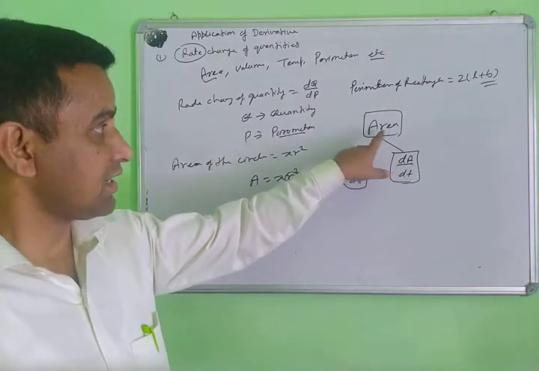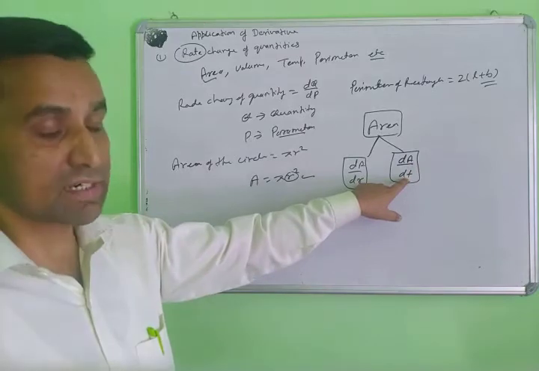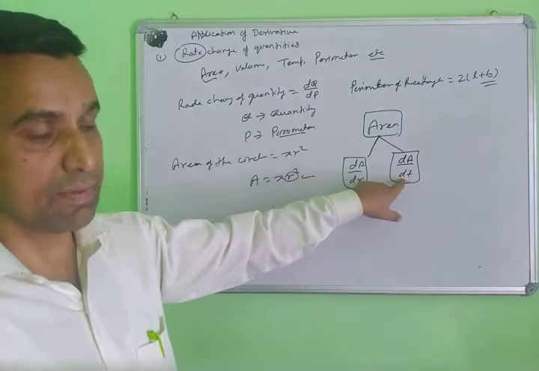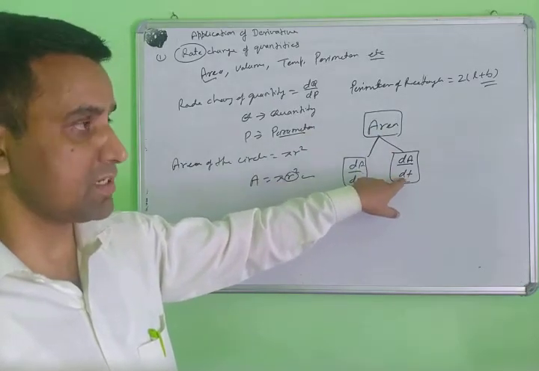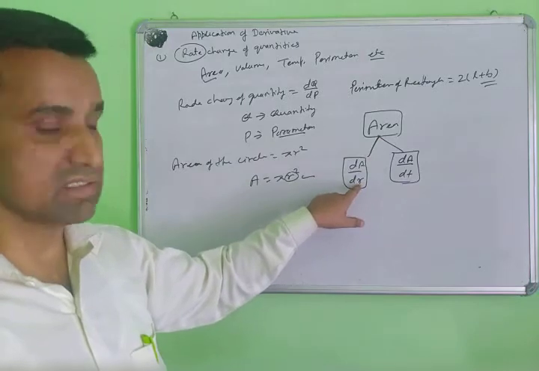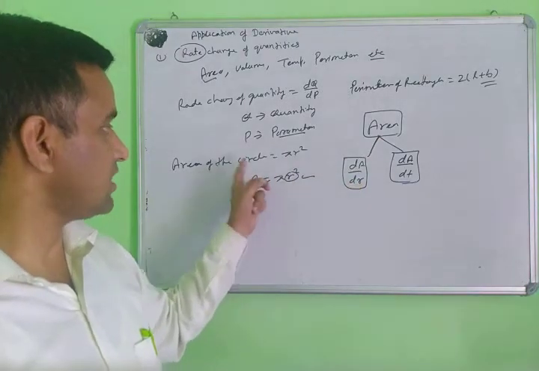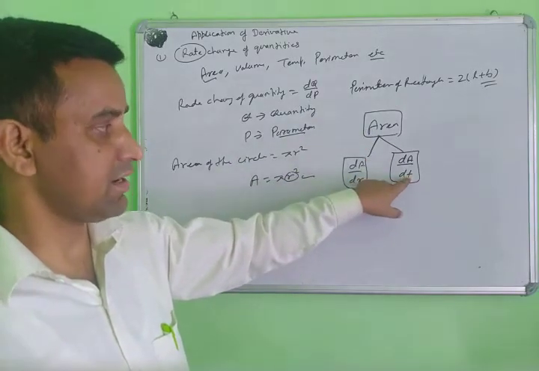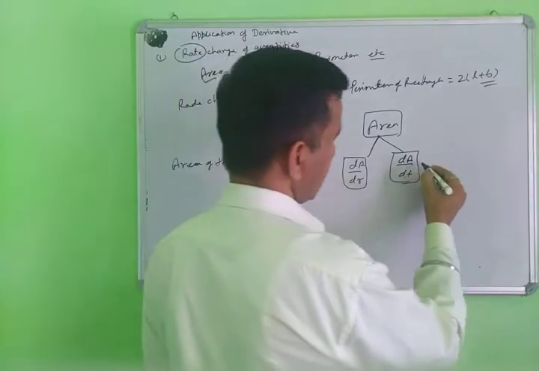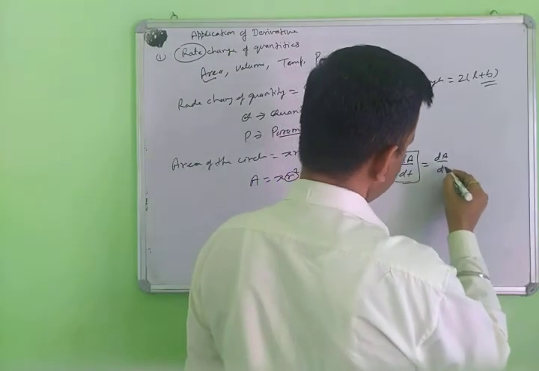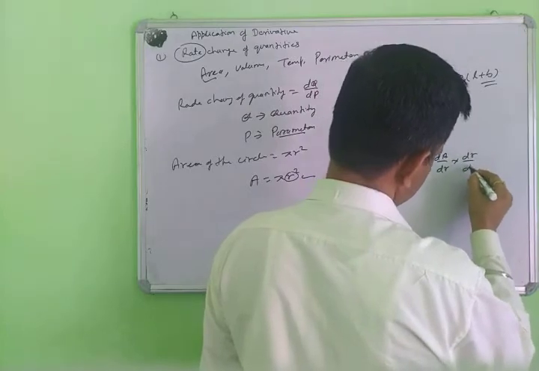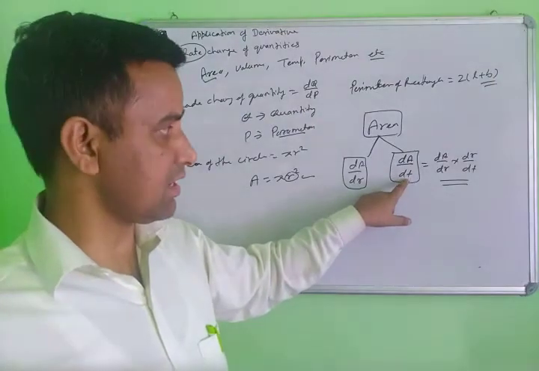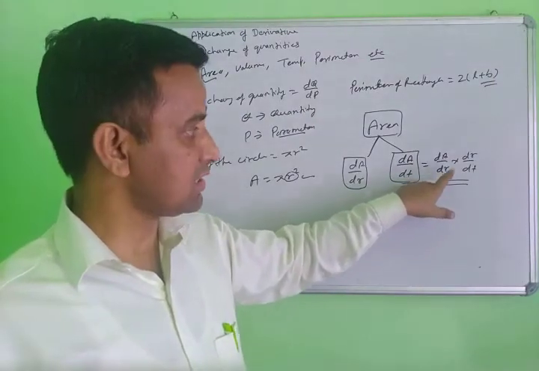This means area is directly not related to time, but time is a third parameter here. Sometimes the area changes with the time parameter. Area directly does not depend on time. Area of the circle directly depends on the radius, not time. But sometimes the third parameter, time, is given. So how to solve with this third parameter? dA over dr into dr over dt. This will use the chain rule. If you are given the third parameter, then you will use the chain rule and solve.